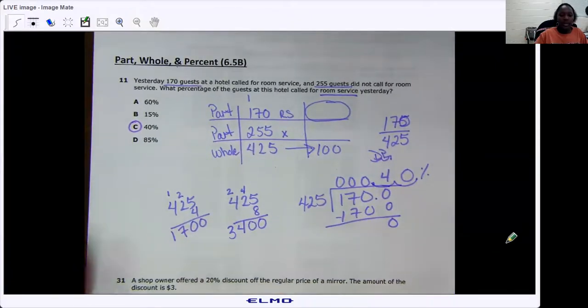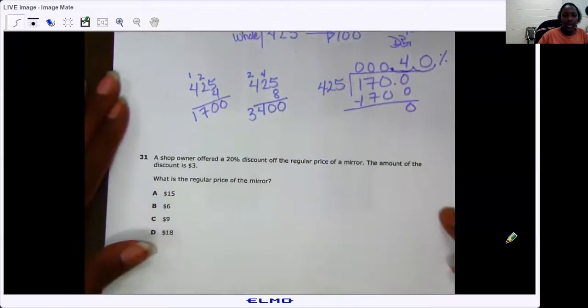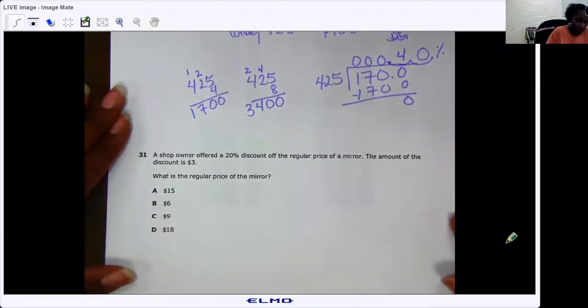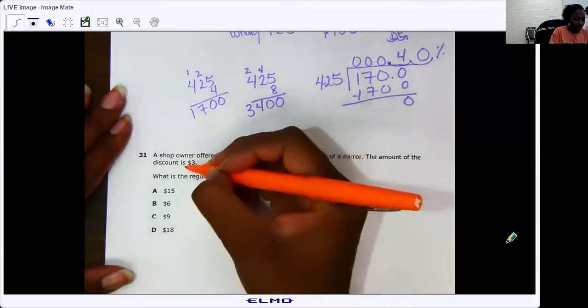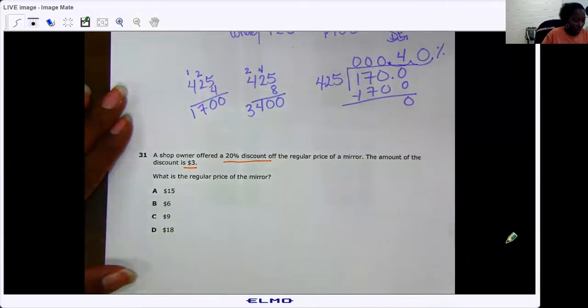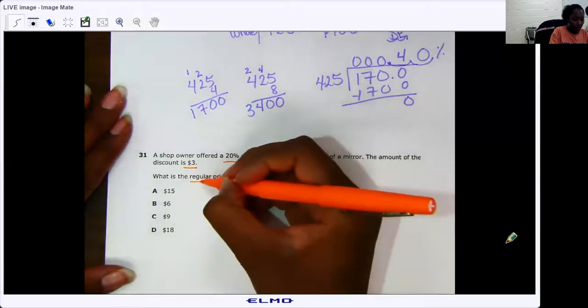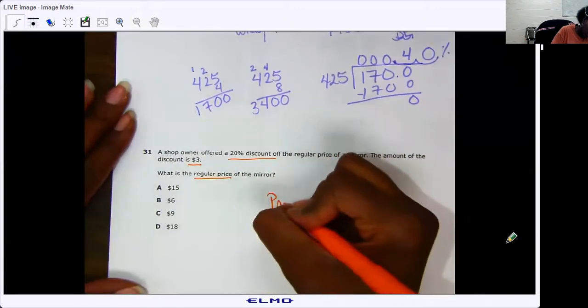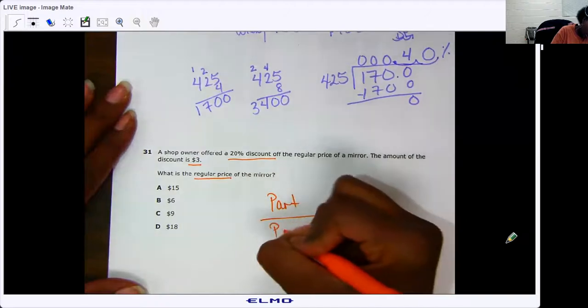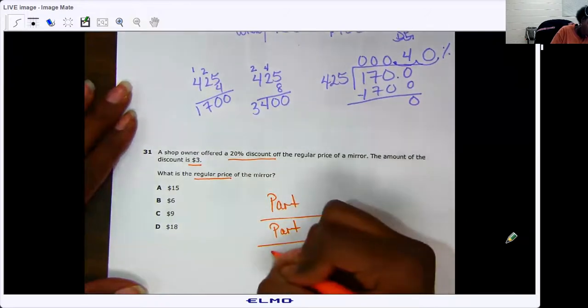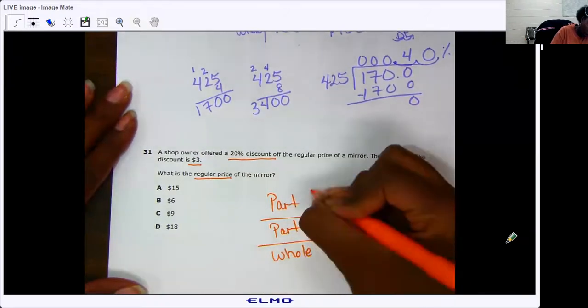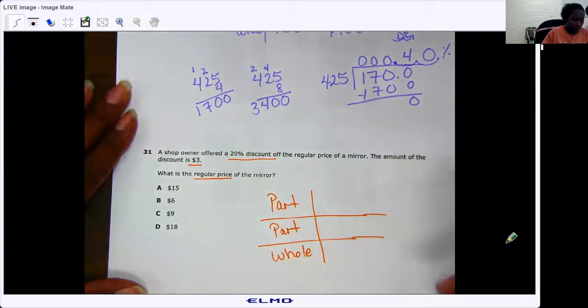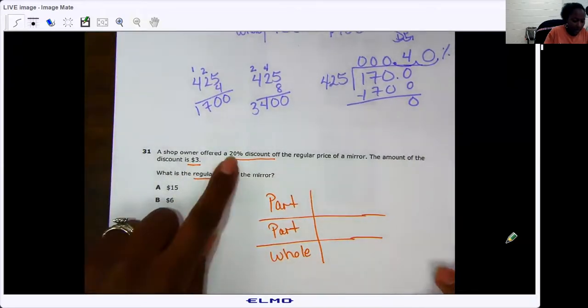All right, let's look at the next one. A shop owner offered a 20% discount off the regular price of a mirror. The amount of the discount was $3. What was the regular price? Okay. So again, I'm going to set up a part, whole. Okay. So 20% discount.